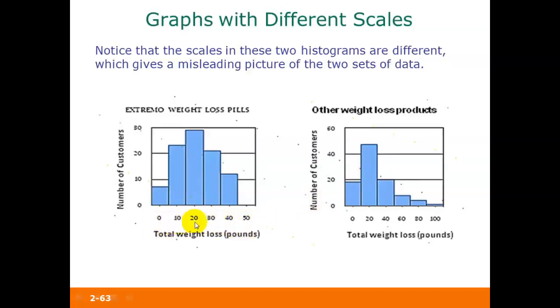The one on the left goes up by tens. The top value here is 50, but the one on the right goes up to 100. So the top weight loss for the Extremo weight loss pills was somewhere between 35 and 45 pounds, while the top weight loss for other weight loss products was somewhere between 90 and 110 pounds. That's a lot of difference.